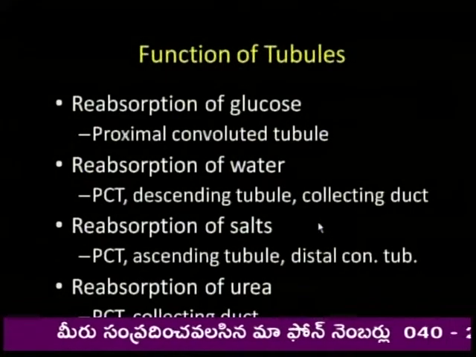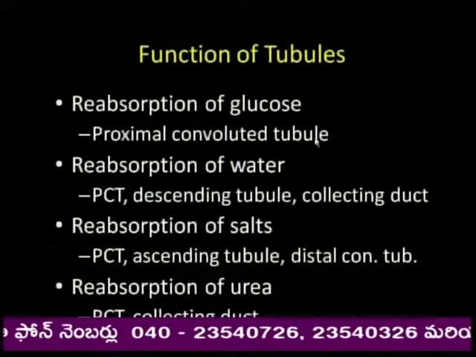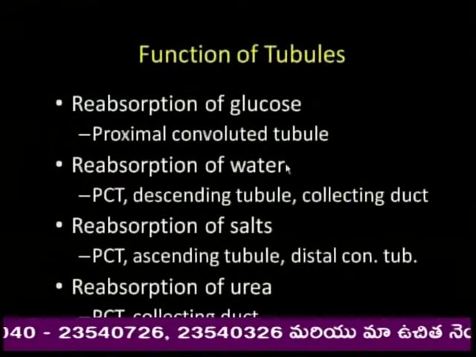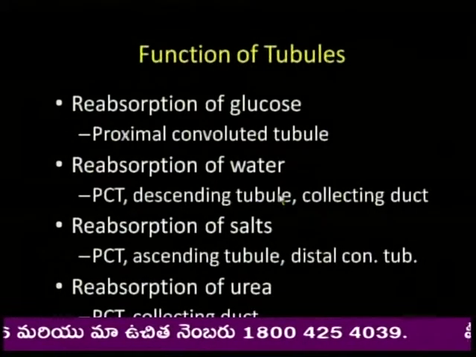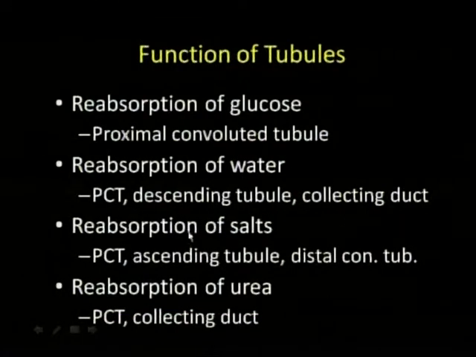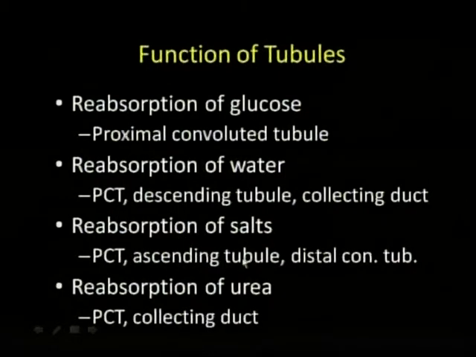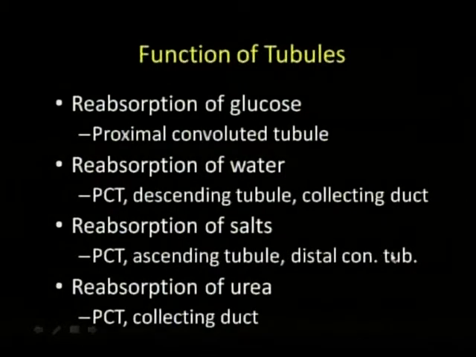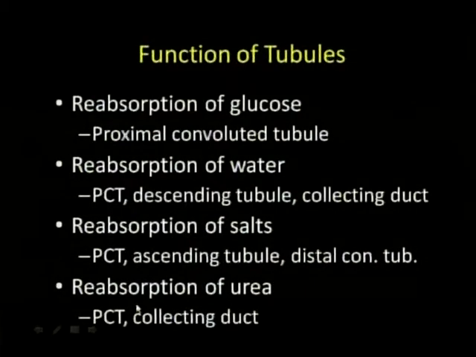See the reabsorption of glucose by the proximal convoluted tubule. The reabsorption of water takes place in the PCT, descending tubule and collecting duct. Reabsorption of salts takes place in the proximal convoluted tubule, ascending tubule and distal convoluted tubule. Reabsorption of urea in the PCT and collecting duct.